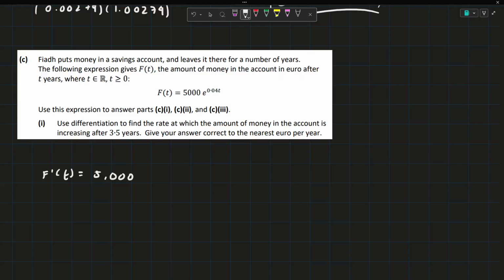And then we'll do the outside function. So the derivative of the outside, well, I think most people might actually do the inside first. So the derivative of the inside function, so the inside is what's inside this power. So 0.04 is the derivative of 0.04t. So we'll multiply by that.